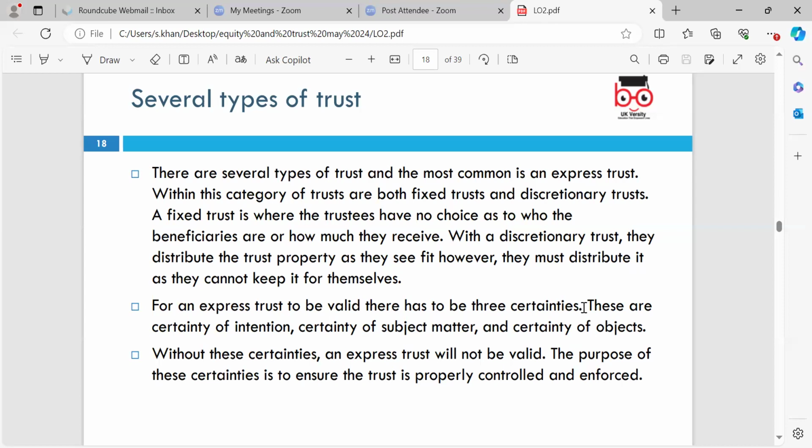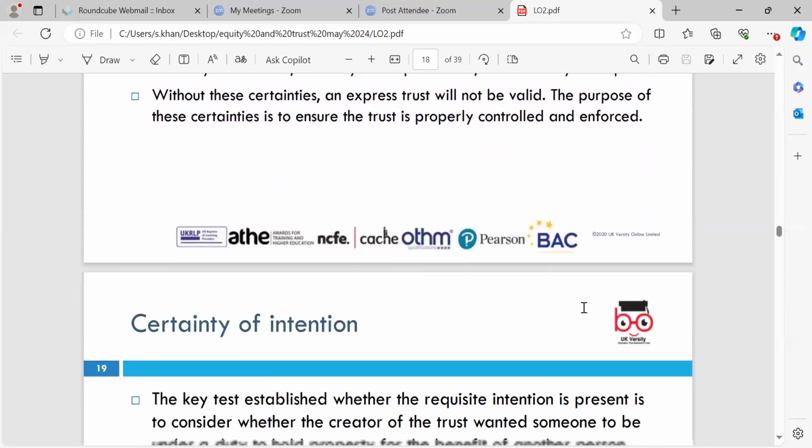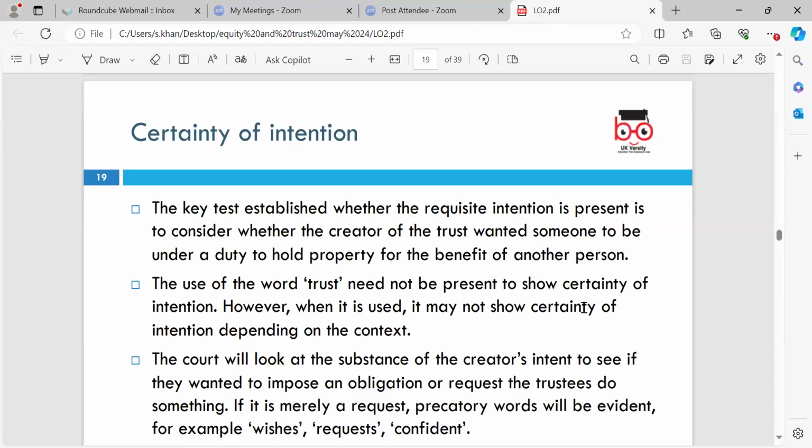For an express trust to be valid, there have to be three certainties: certainty of intention, certainty of subject matter, and certainty of objects. So the first one we're going to look at is certainty of intention.